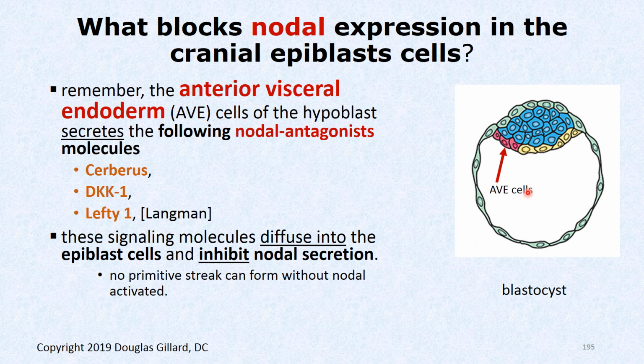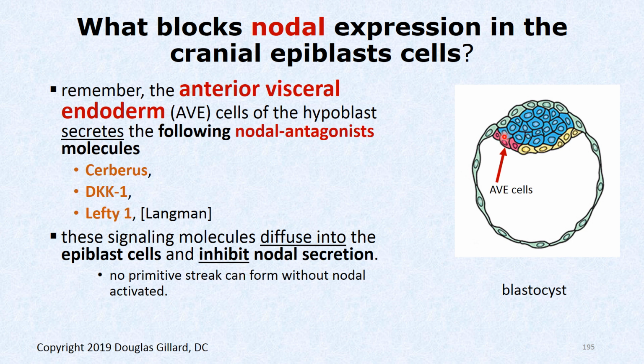And where's the primitive streak going to form? Is it going to form on the back? Because this is going to flatten out, right? We're going to develop the amniotic cavity right here. This will flatten out into a bilaminar disc. So the primitive streak will form back here.